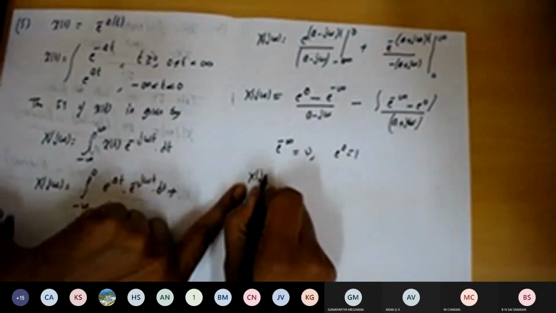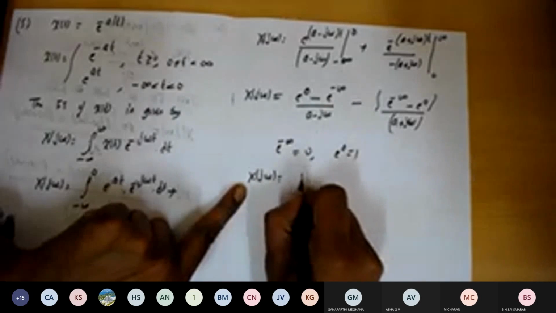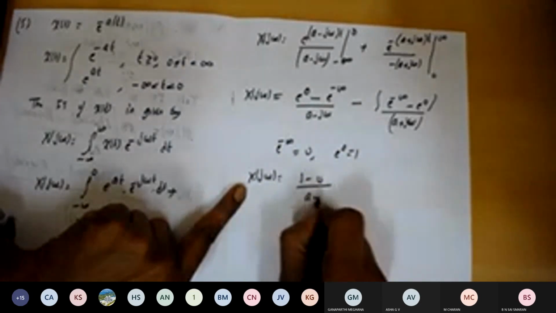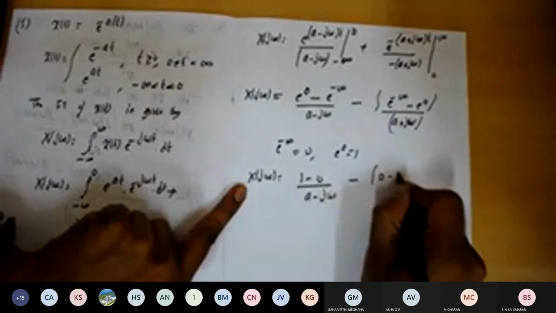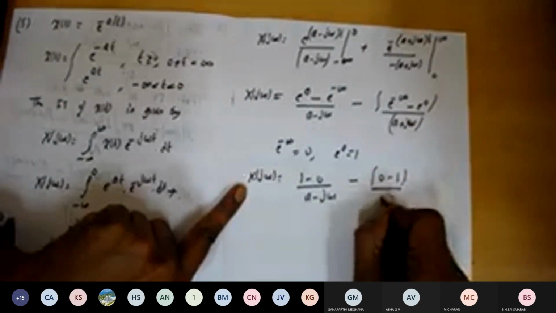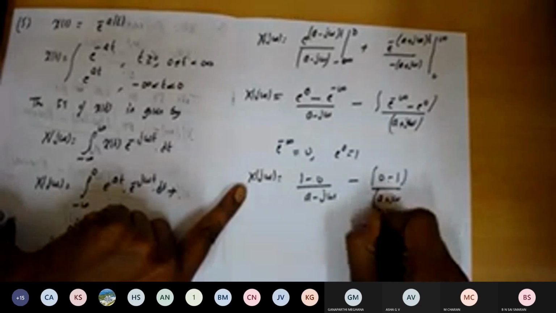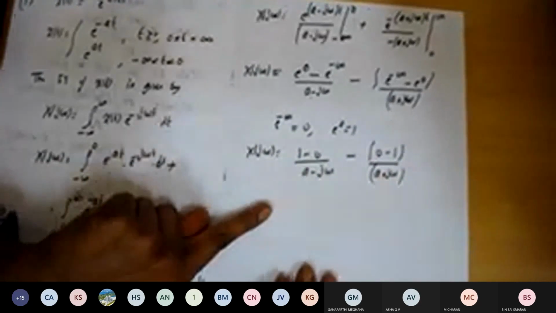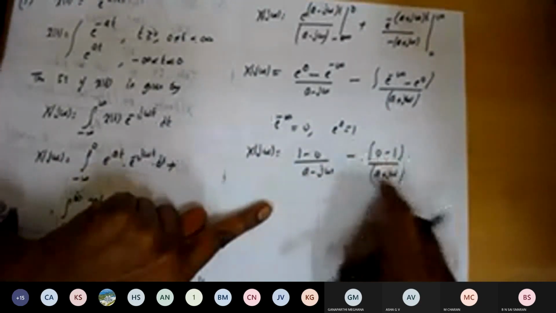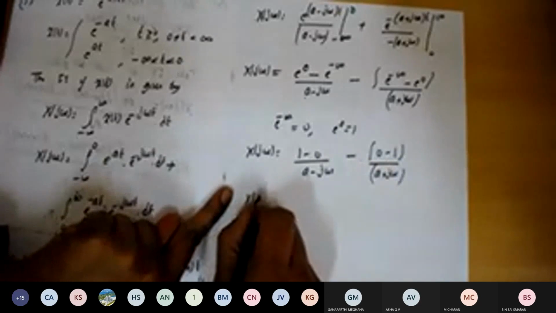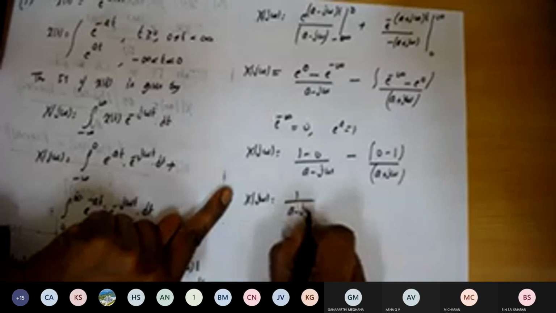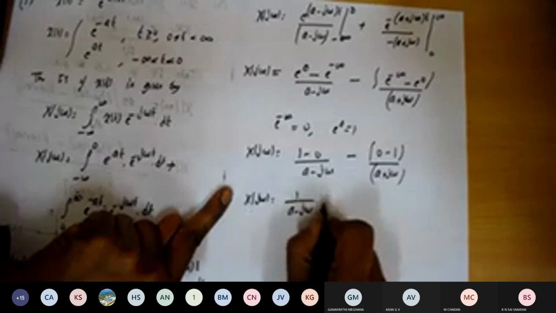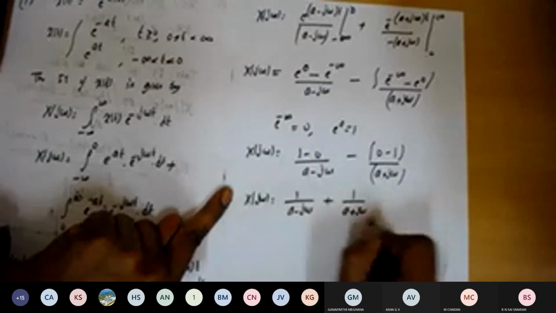So let us substitute these quantities. X of j omega is equal to 1 minus 0 divided by a minus j omega, minus e to the power of minus infinity, which is 0, e to the power of 0 is 1, divided by a plus j omega. Now minus into minus will become plus. So we have 1 divided by a minus j omega plus 1 divided by a plus j omega.